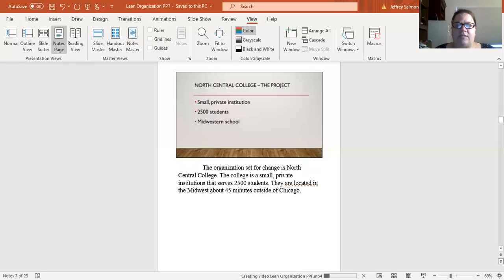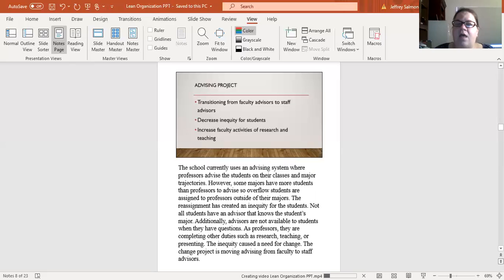The project is North Central College. It is a small private institution that has 2,500 students and is a school located in the Midwest, about 45 minutes outside of Chicago. The school currently uses an advising system where professors advise the students on their classes and major trajectories. However, some majors have more students than professors to advise, so overflow students are assigned to professors outside of their majors. The reassignment has created inequity for students.